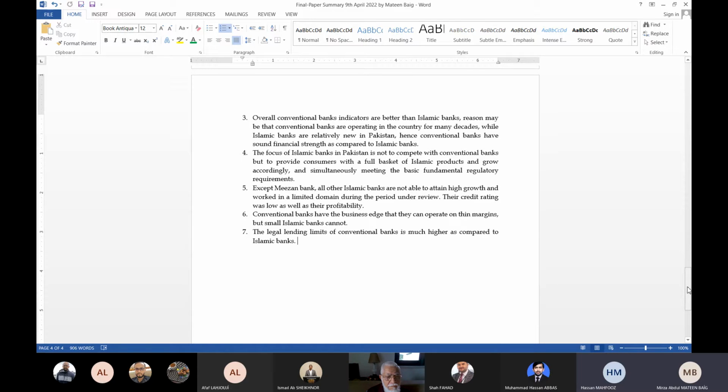The legal lending limit of conventional banks is much higher as compared to Islamic banks, because the legal lending limit is tied to capital, that is, how much a conventional bank or Islamic bank can lend.